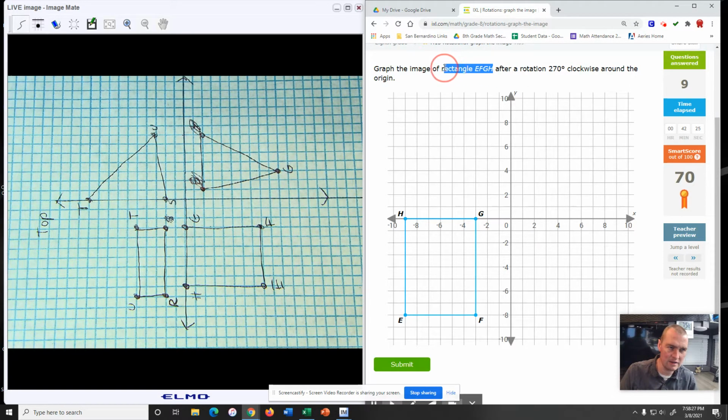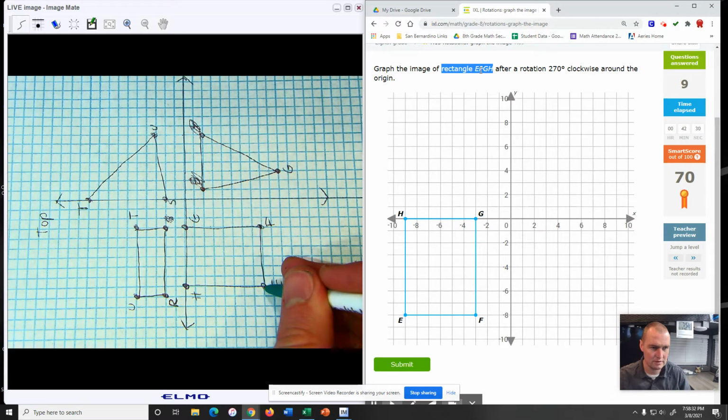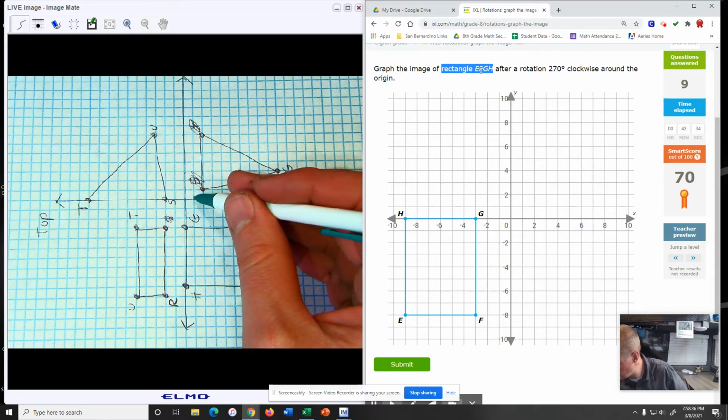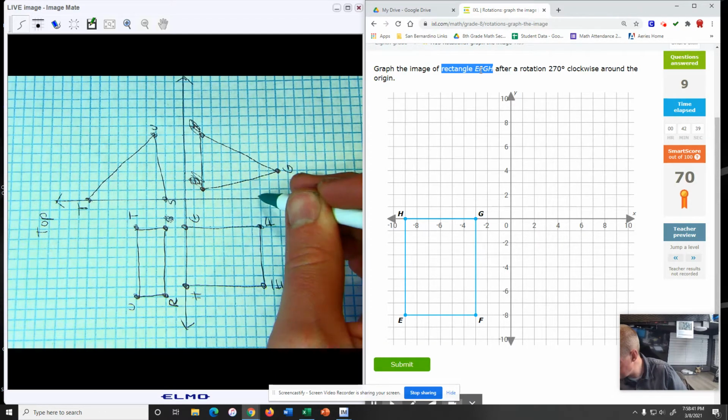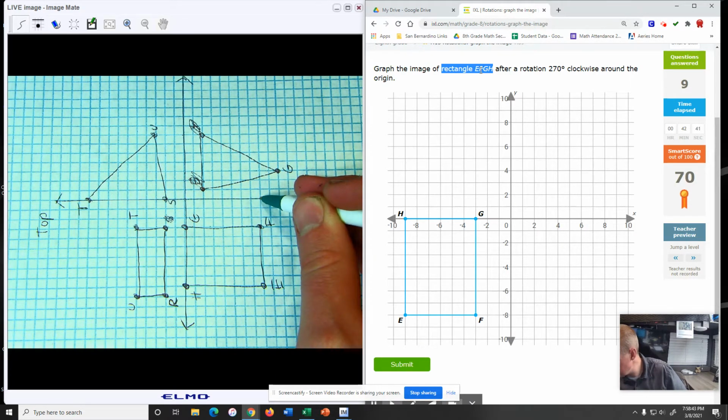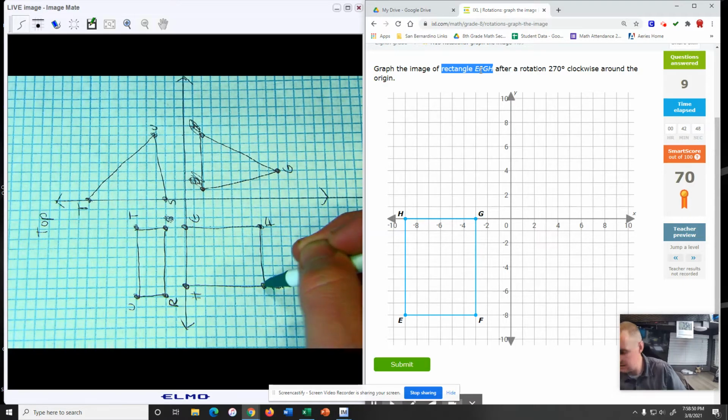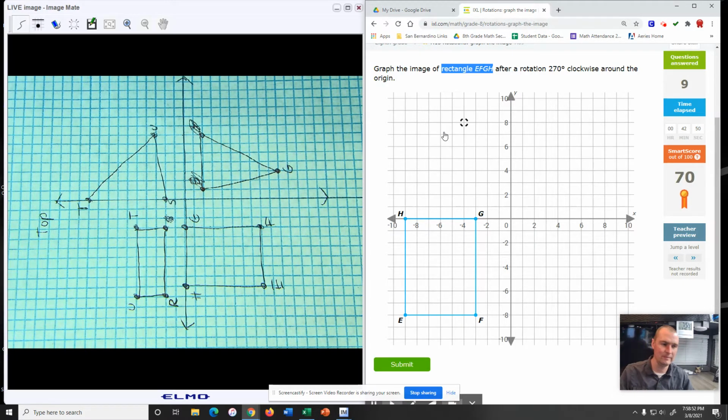We're going to start with E first. So E is out here. All right, so how do we get there? Well, it's positive 1, 2, 3, 4, 5, 6, 7, and 8. Positive 8, and I think it's down 9, right? Down 1, 2, 3, 4, 5, 6, 7, 8, 9. Yep. So here we go. 8: 1, 2, 3, 4, 5, 6, 7, 8. Down 9. Right there.